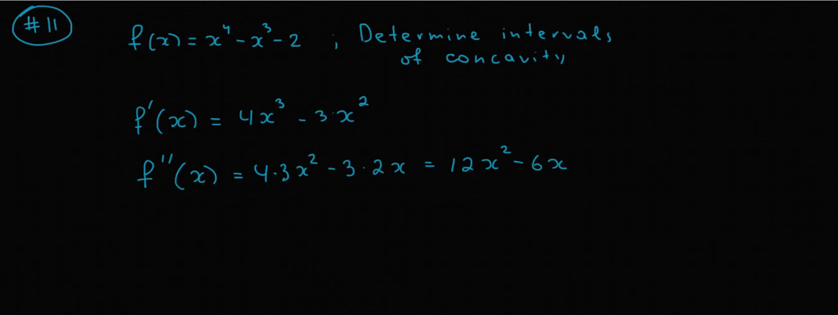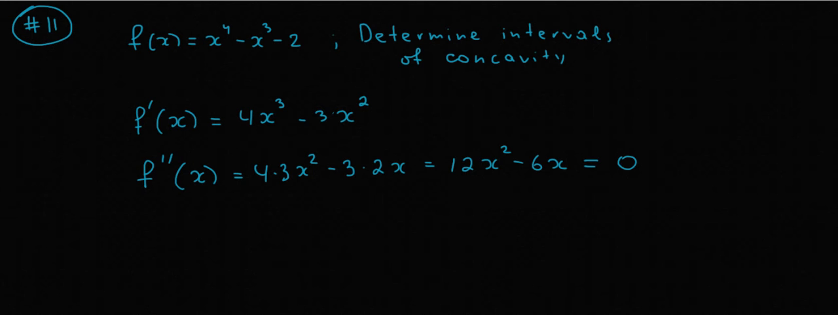Now we will set the second derivative equal to 0. And the reason we're doing this, even though we are interested in knowing where the second derivative is positive and where the second derivative is negative, is that we will first look for the points where the second derivative is 0. And that is because those points sort of separate the positive values of the second derivative from the negative values.